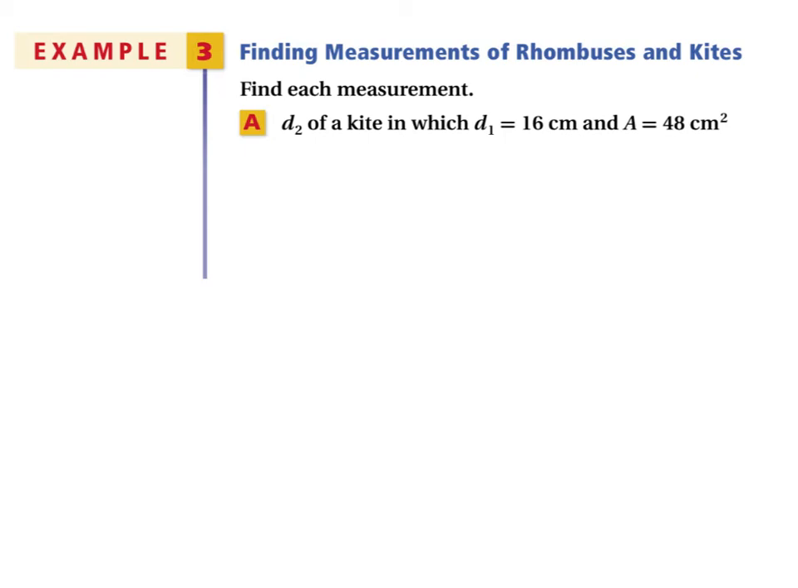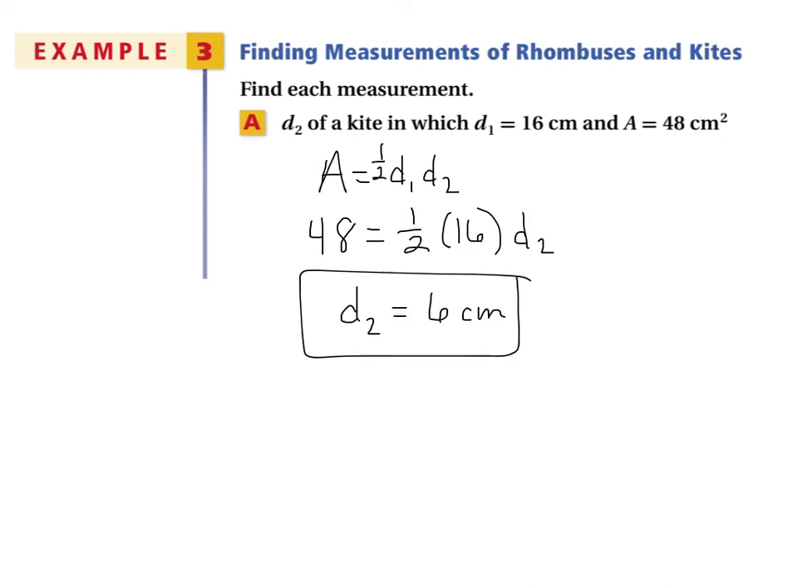In example number 3, in A, we're going to find one of the diagonals of a kite when the other diagonal is 16 centimeters and the area is 48. So A equals the diagonals multiplied together, multiplied by 1/2. If we plug this all in, we would get the area, which is 48, equals 1/2 multiplied by 16, multiplied by the other diagonal. You can solve this on your own, but you would get a diagonal of 6 centimeters.